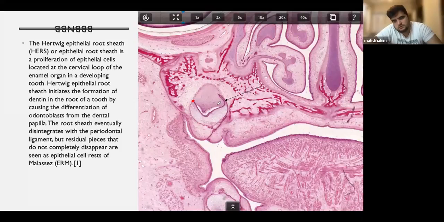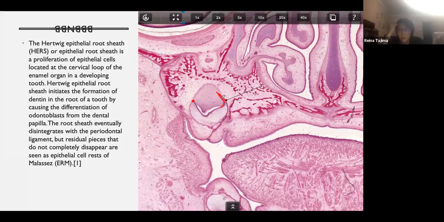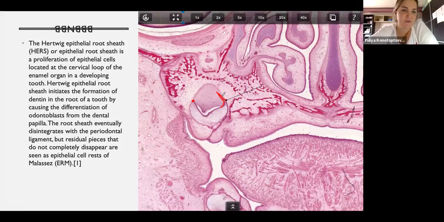Cervical loop. But do you see what it is doing? It's pushing forward. So is this the cervical loop? No. This is Hertwig's epithelial root sheath. So you have started to make root. In this tooth, the root formation has begun.